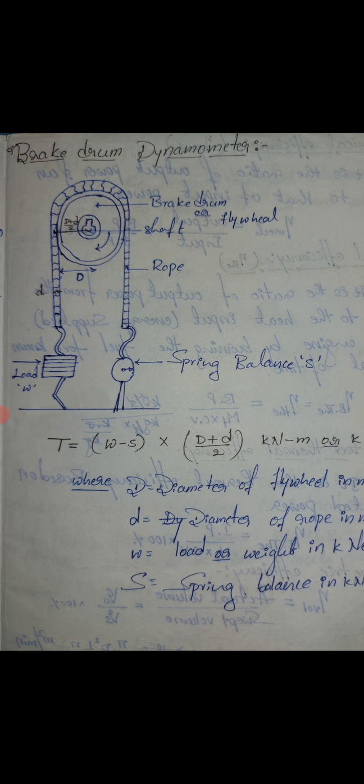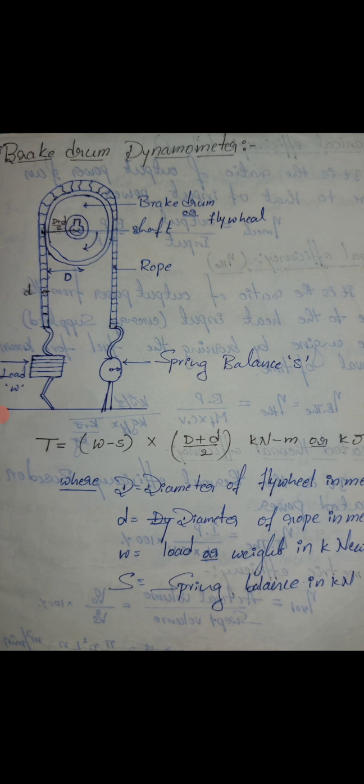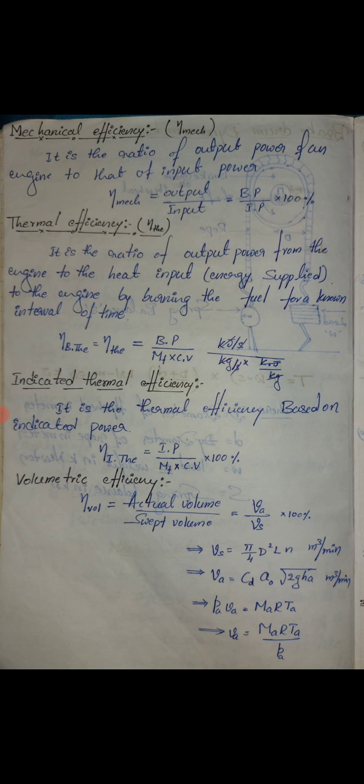So torque is nothing but the load that is applied on the brake drum. To determine the torque, we use the load applied on the brake drum. Torque is given by (W minus S) into (capital D plus small d) by 2. It will be in terms of kilonewton meters or kilojoules. Once after calculating the torque, now we can calculate the brake power.